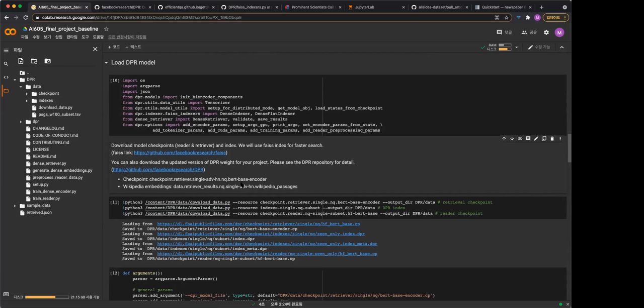And because this EfficientQA was held last year, the model weight is a little old, so you can download the latest version of DPR weights for your final project, and the checkpoint and the Wikipedia embeddings can be downloaded with this link. Yes, you can find some instructions in this DPR repository.